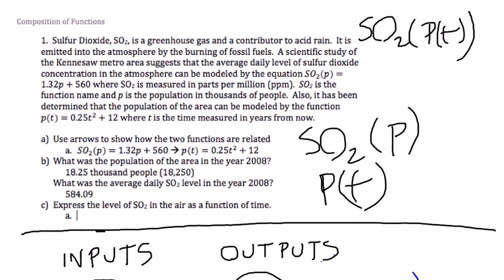So you're going to take your function for SO2, and wherever you see a p, instead of plugging in a value like you did for, I think this one, you're going to plug in this function. You're going to replace all those p's, there's just one, you're going to replace that p with this function right here. And then you will have SO2 as a function of time. Hope that helps. Good luck.